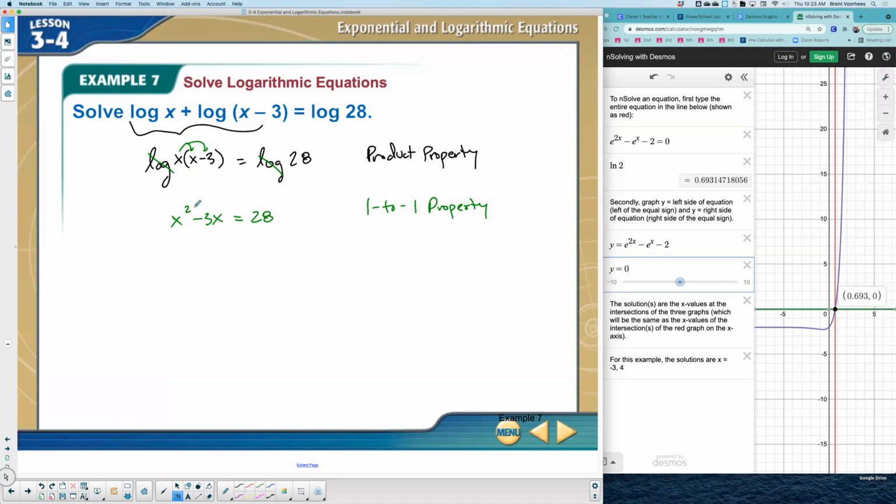Now I have an x with a power greater than 1, so to solve, you need to factor. I'm going to subtract the 28 over to set it equal to 0 in preparation for the zero product property. This is a trinomial. So to solve a trinomial, my a is 1, my b is -3, my c is -28, and we would do ac and solve.